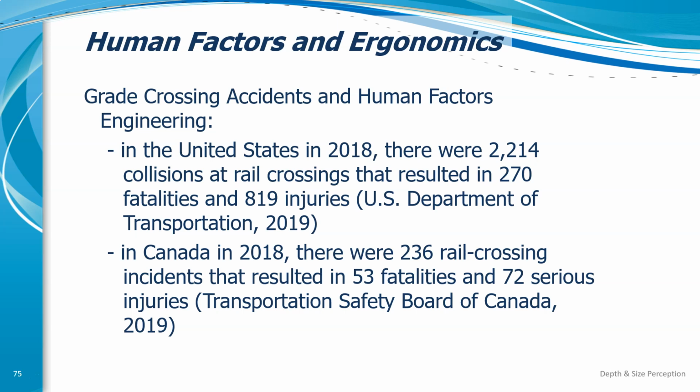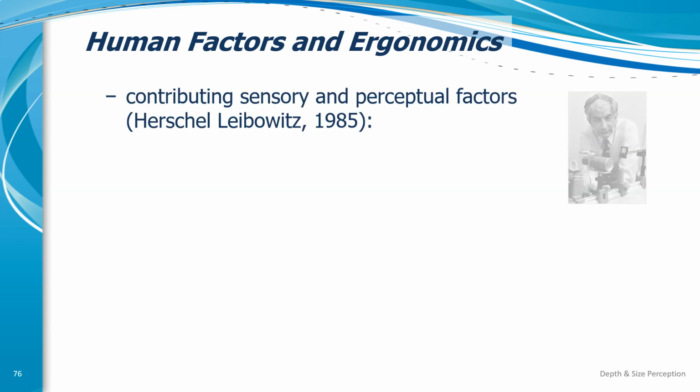Now, of course, we don't want anyone getting injured or killed at these intersections between vehicles and trains. But why does that happen? And why does this continue to happen? For that, I turn to the legendary Herschel Leibowitz. It's not that people are dumb. That doesn't explain anything. Rather, there might be some perceptual and sensory factors at work.